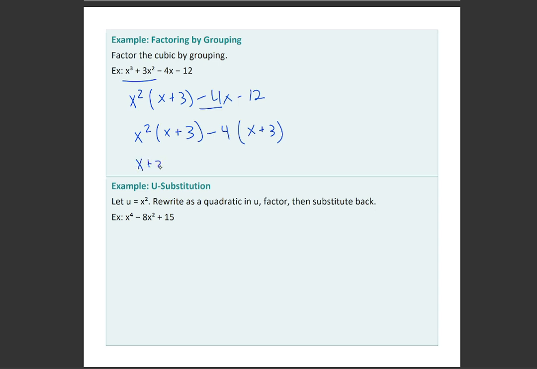And we have x plus 3. And with this first term, I'm left with x squared. And on the second term, I'm left with a minus 4. Which, of course, using our square minus the square rule, or difference of squares rule, we can factor that one more step. x plus 3 doesn't change. This becomes x plus 2, x minus 2. And there's our fully factored version.